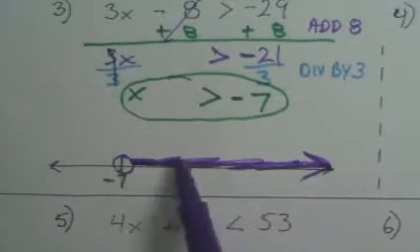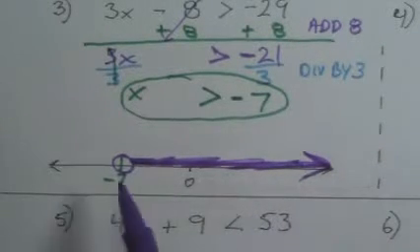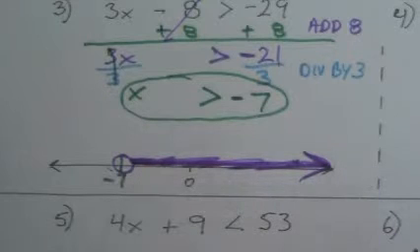Right? X is more than negative 7. Well, these are more than negative 7, but not negative 7, but more than.